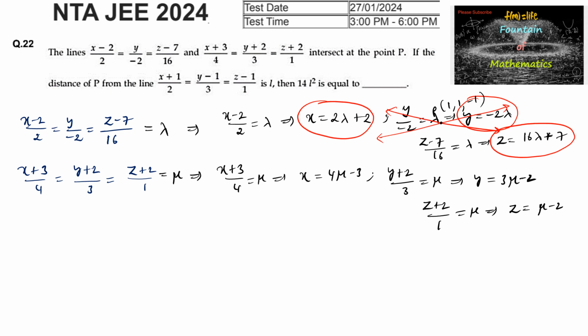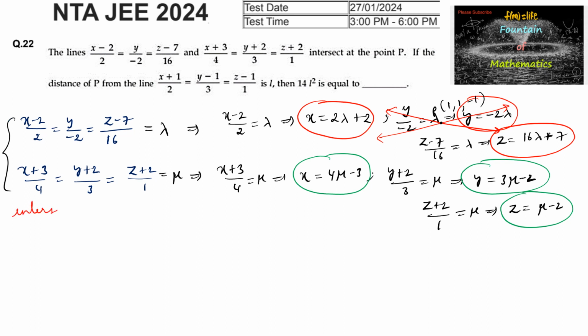So we can write here x value is 4 mu minus 3 and y is equal to 3 mu minus 2 and z is equal to mu minus 2. Since they intersect at a point P, these two lines intersect at point P, so we can consider the x coordinates to be equal. That is 2 lambda plus 2 is equal to 4 times mu minus 3, which implies 2 lambda minus 4 mu is equal to minus 3 minus 2, that is 5.